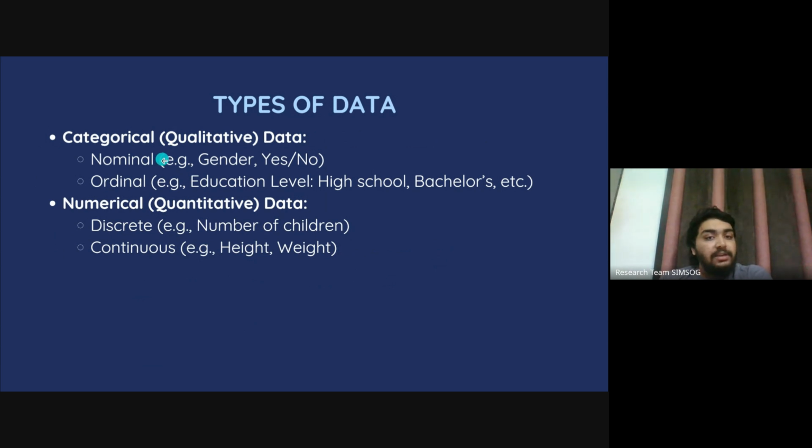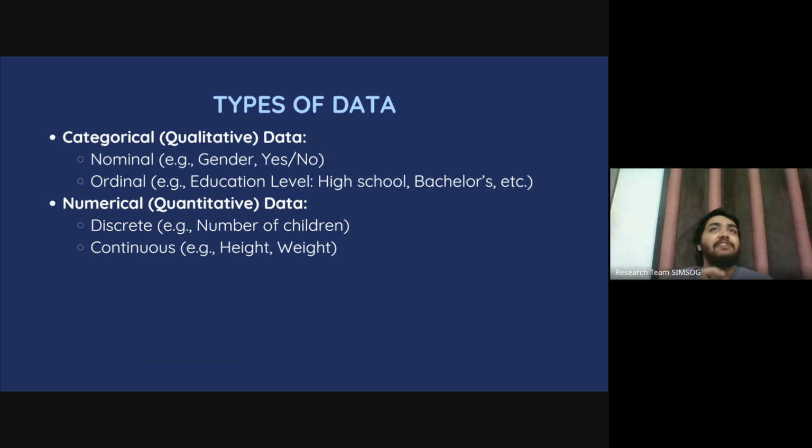Categorical could be nominal, like gender, male versus female, or yes, no, or ordinal, like education level: middle school, high school, bachelor's, or professional degree. Or your Kuppuswamy scale, which is ordinal, with lower, upper lower, lower middle, upper middle, and upper, or something like obesity: mild, moderate, severe. You can form a gradient, although you don't have a numerical value, and that is called ordinal data. Then you have numerical, which could be discrete, like number of children.